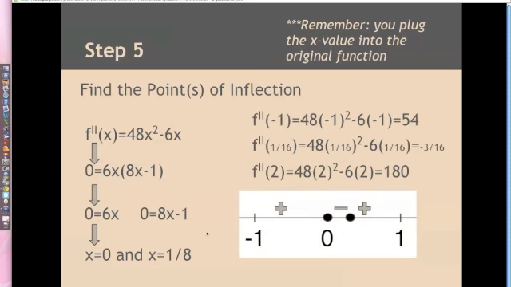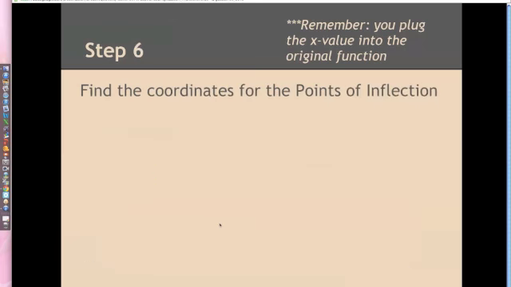Then we want to test those points, or test to the left, middle, and right. We get a 54, which is positive for something to the left. We get a negative 3 over 16 when we put in 1/16, which is in the middle, which is a negative, and then we get 180, which is a positive. So we will find our points of inflection.